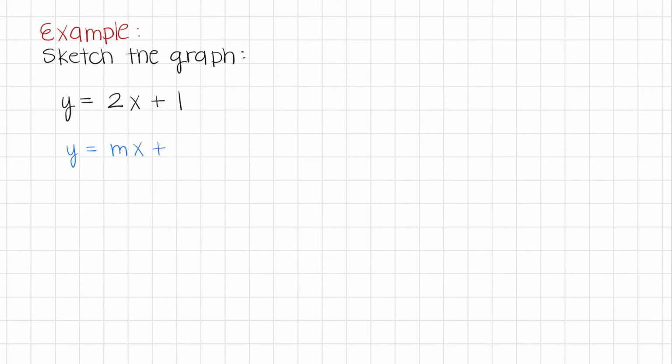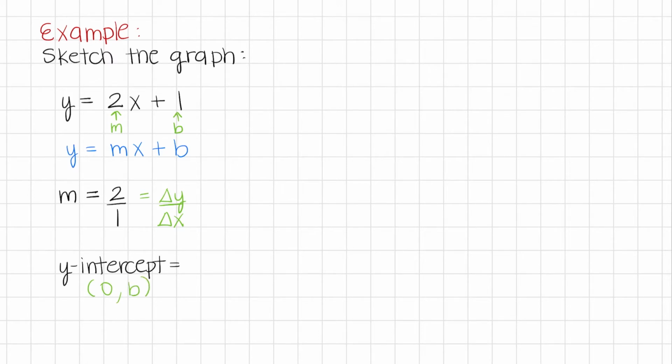Let's try an example. We are told to sketch the graph y equals 2x plus 1. So we have this line here in the form of y equals mx plus b. Since it's already in the form y equals mx plus b, we can easily pick out our m and our b. So we can write our slope m as 2 over 1 to show the change in y over the change in x. And for our y-intercept, which we know is (0, b), in this case, we write it as (0, 1), and we know our b is 1. Now we know everything we need to sketch the graph.